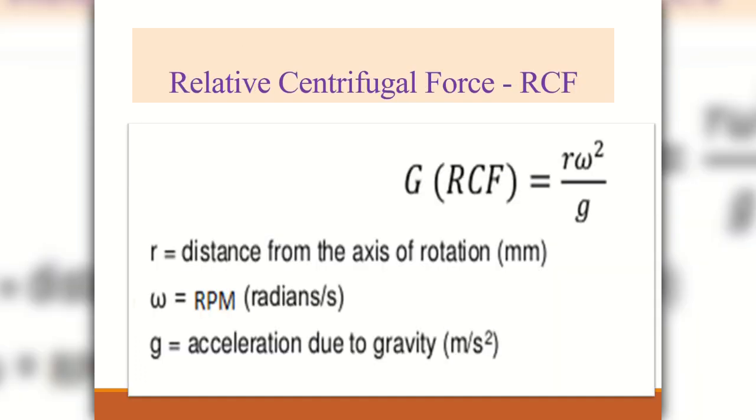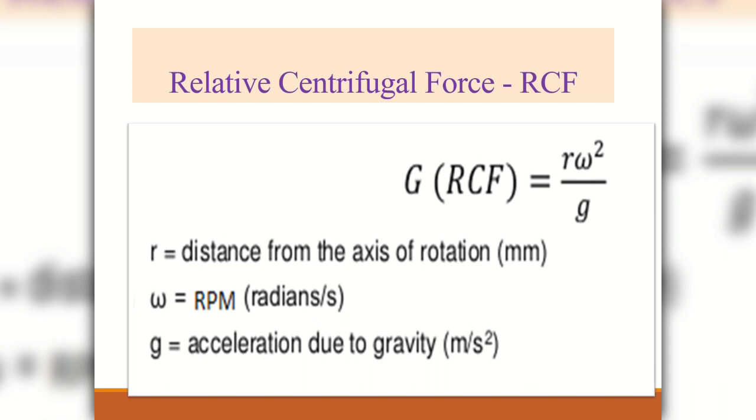Relative centrifugal force, RCF, or G force. RCF is expressed as a unit of gravity. It is a measurement of the gravitational force that a sample is subject to. The force is generated from the spinning of the rotor, which in turn exerts this force outward on the centrifuge tube. RCF can be calculated using the formula RCF = R omega square divided by G, where R is the distance from the axis of rotation, omega is the RPM, and G is the acceleration due to gravity.